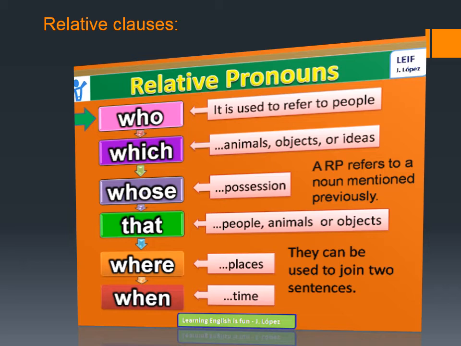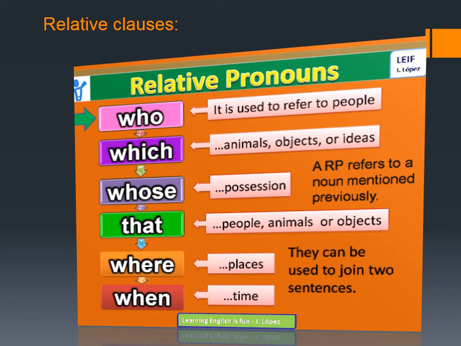Then we have which. When we speak about something like animals, objects, or ideas. So, when we are speaking about something, we use the relative pronoun which. Then we have whose, which we use to express about position. I saw the girl whose hair is nice.